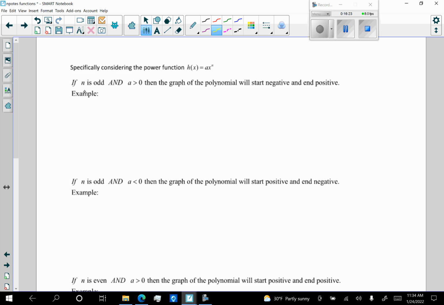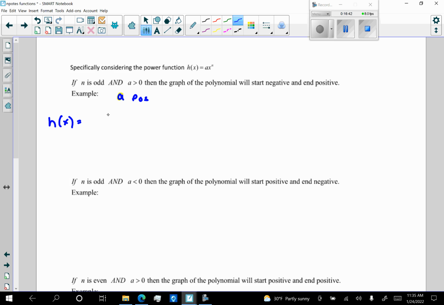If n is odd and a is greater than 0, i.e. a is positive, then the graph of the polynomial starts negative and ends positive. So let's do an example here.